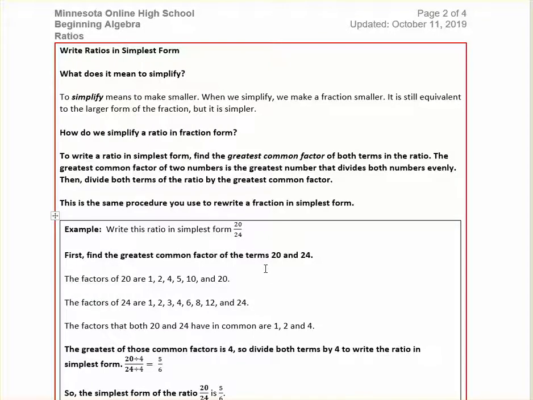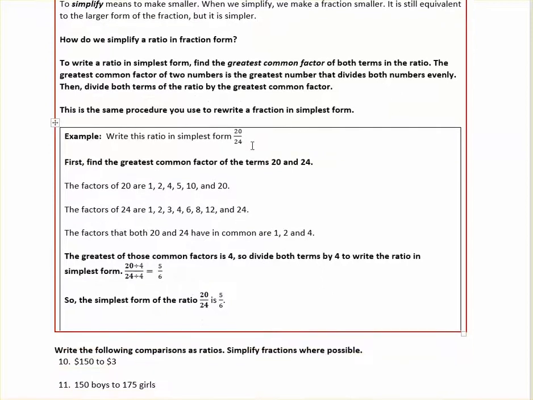Let's work through an example. So our ratio is 20 over 24. We already have it written as a fraction, so our next step then is to find the greatest common factor of both 20 and 24. So we write the factors of 20. Factors mean what do you multiply to get to 20. So you can multiply 1 times 20, so those are 2 of the factors. You can multiply 2 times 10, so there's another 2 factors, and 4 times 5 are another 2 factors.